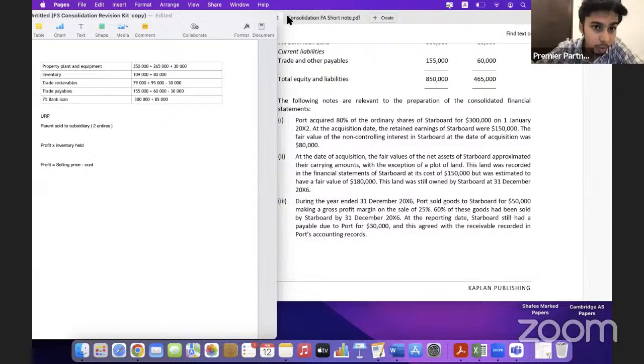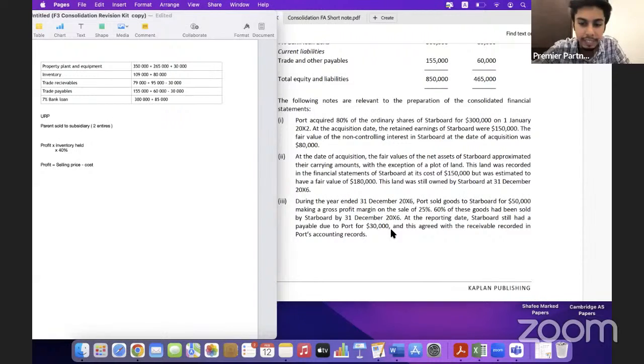We are worried about what is left. See, inventory held means what is left. So guys, how much percentage is left? 60% has been sold, which means 40% is left. So over here, the inventory, 40% is left.